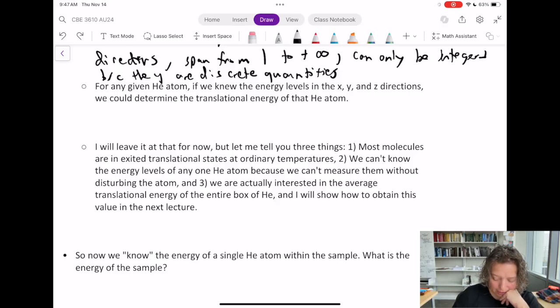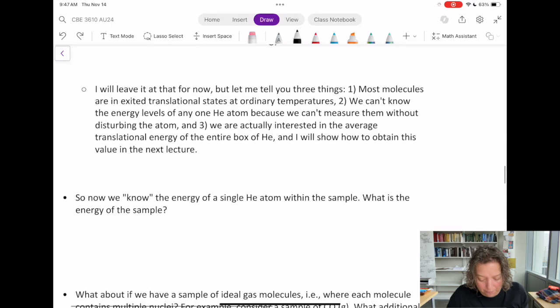Let me leave you with three things about that. One, most molecules are in excited translational states at ordinary temperatures. Ordinary temperatures are, quote unquote, hot enough that most particles are going to be in an excited state. We can't know the energy levels of any one helium atom because we can't measure them without disturbing the atom, so we can't know specifically for any one atom what state it's in. And in reality, that's okay, because we're actually interested in the average translational energy of the entire box of helium, and I'll show how to do that in the next crash course.